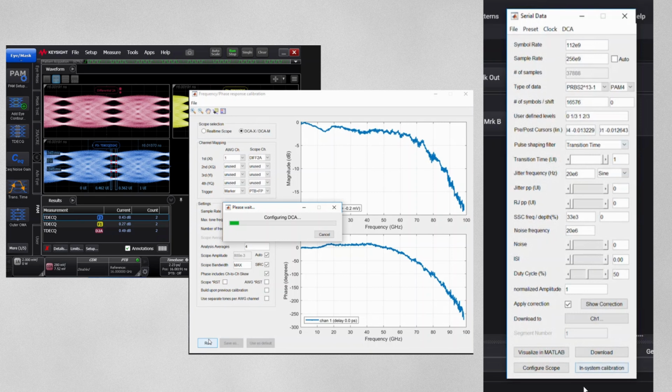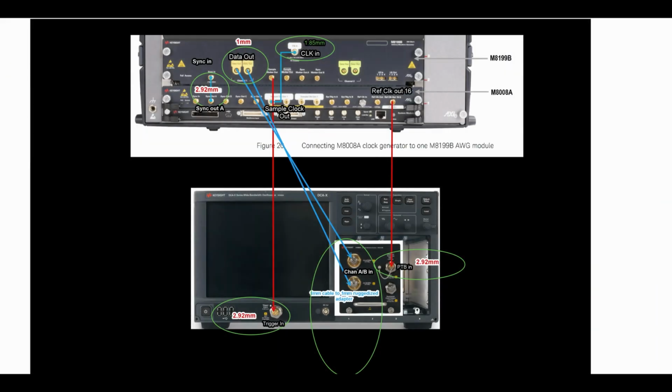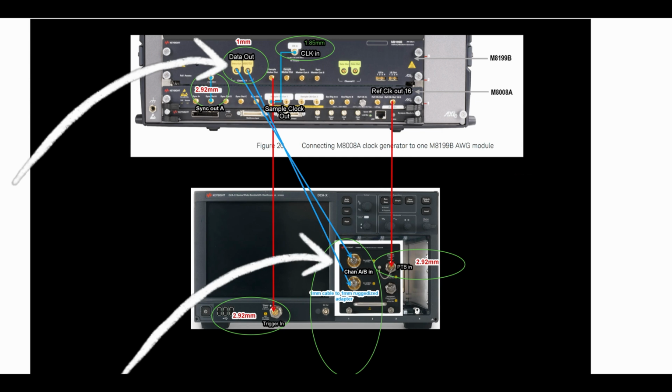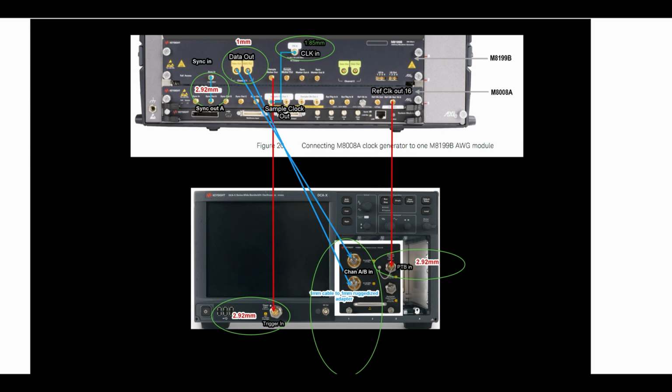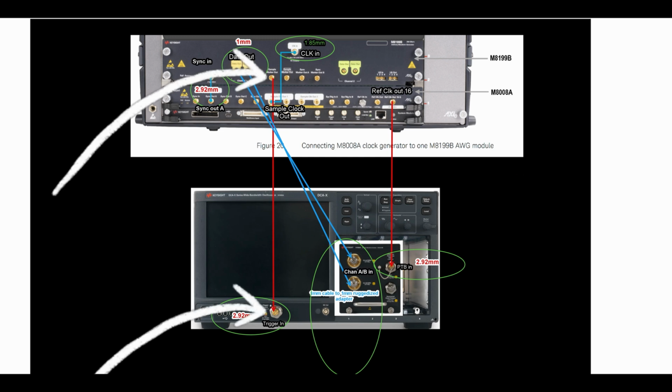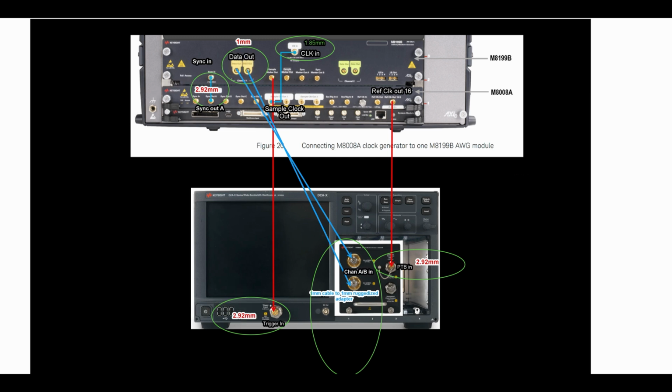When you have the M8199B hooked up, we're connected the data in, data out lines are going into the N1060. The key thing for the In System Cal, which we need to do first, is that we have a sample clock. We're using ref clock out 16 gig, and we're using the sample marker out going into the trigger input of the main frame so that we have a trigger signal for the tones.